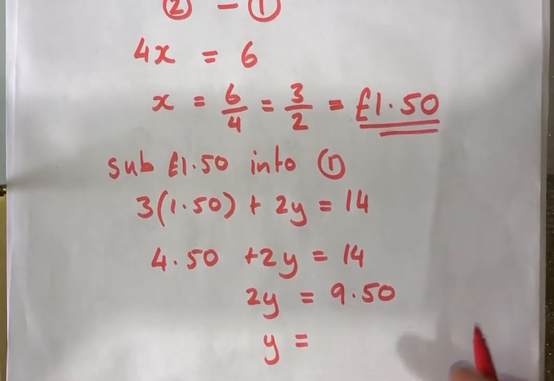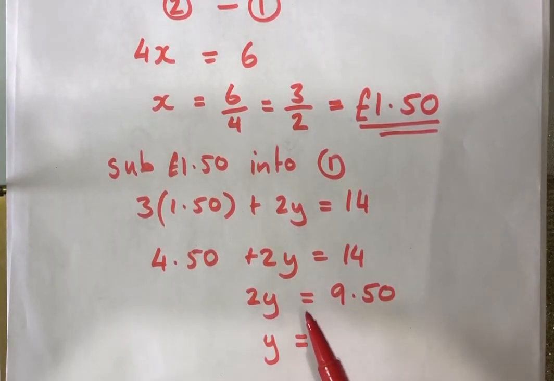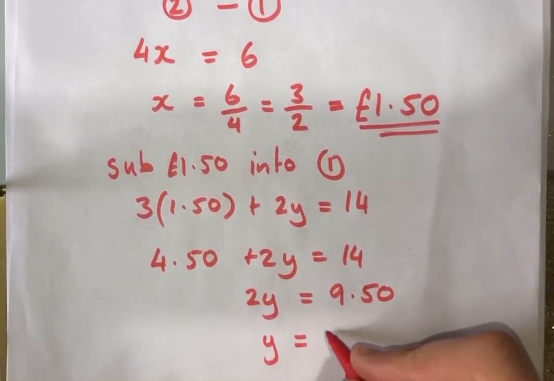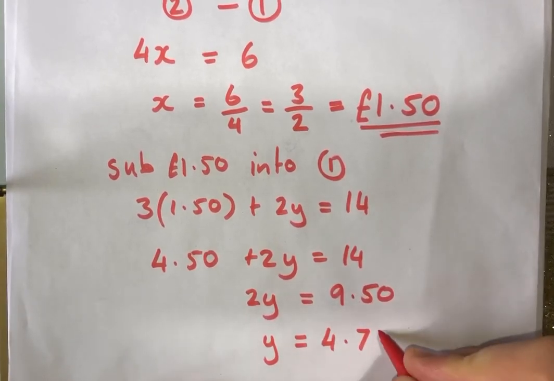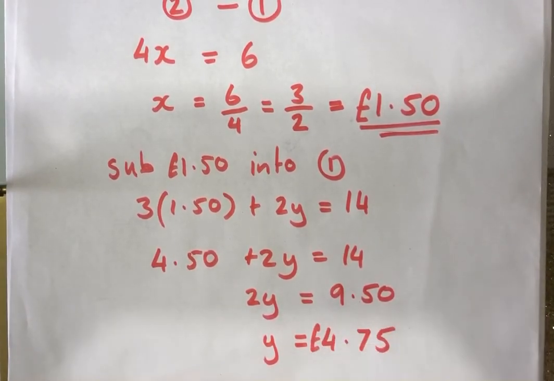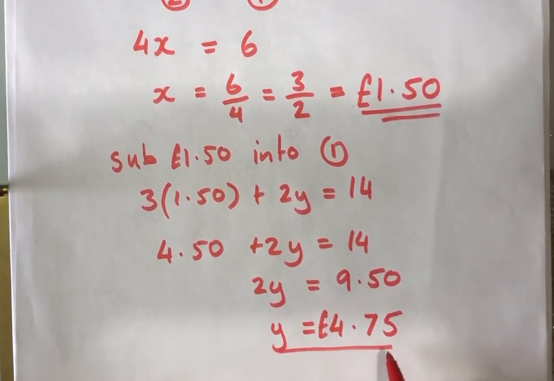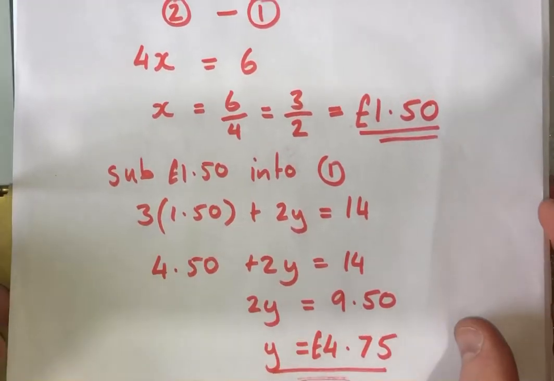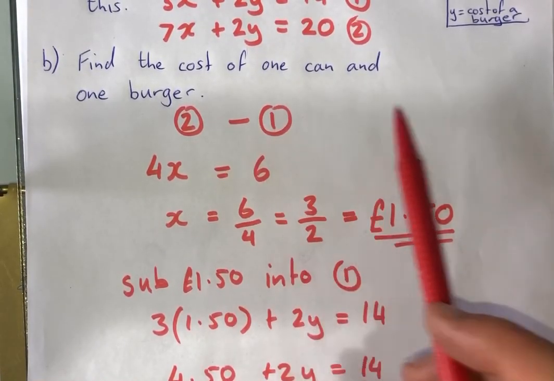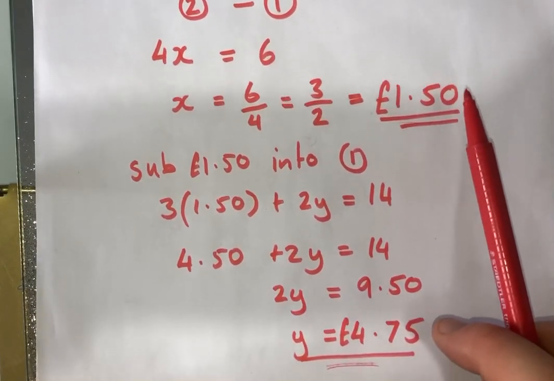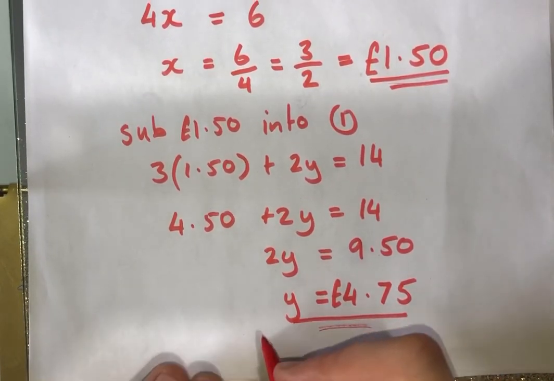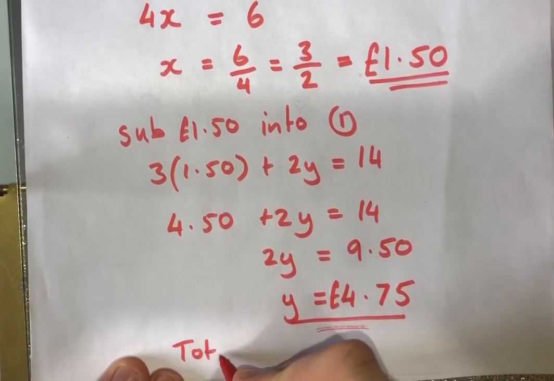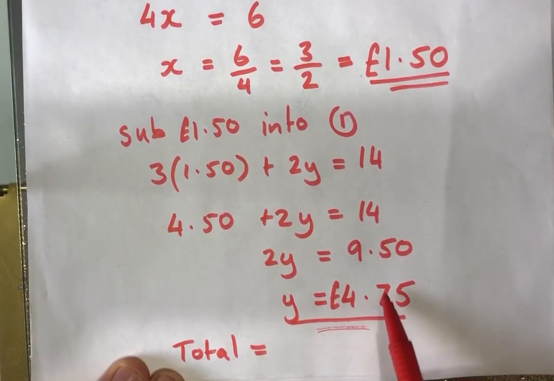Okay, and if we divide £9.50 by 2, that's going to give us £4.75. Okay, now you could go to the side and do that division if you needed to. Alright, but that's us got the price of 1 can and 1 burger separately. So to find the cost of it together, we would add those two together.